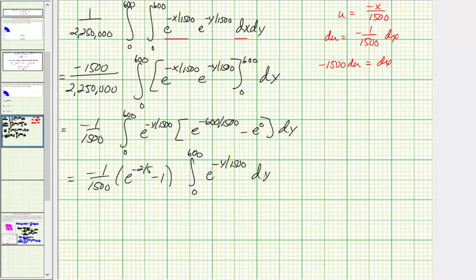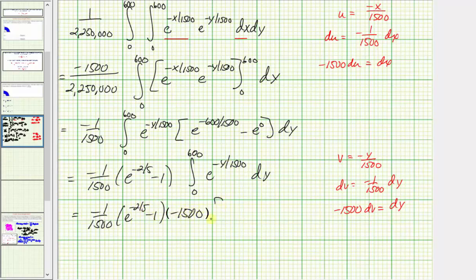So now when we integrate with respect to y, which also requires u substitution, we already used u, so let's use v. So v is equal to negative y divided by 1,500. So differential v is equal to negative 1 over 1,500 dy. Multiplying both sides again by negative 1,500, we have negative 1,500 dv equals dy. So notice how when we integrate, we have another factor of negative 1,500. So we'd have negative 1 over 1,500 times the quantity e to the negative 2/5 minus 1. Then we have our extra factor of negative 1,500.